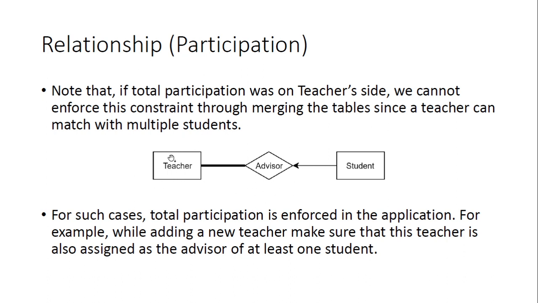Therefore, if we need to enforce total participation, that's going to be on the application side. While creating a new teacher, you are going to say that, okay, this teacher should advise at least one student. First choose that student and then I can create a new teacher, for example. That's like enforcing it in the application using Python.